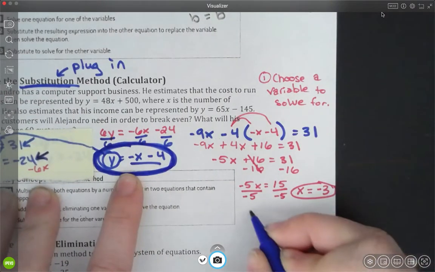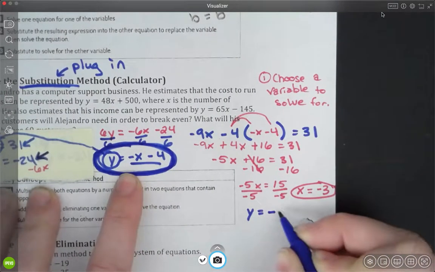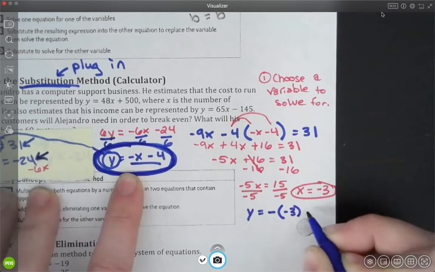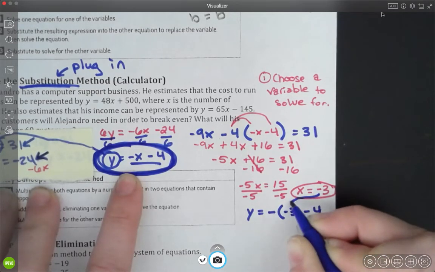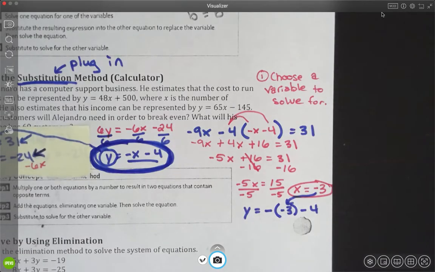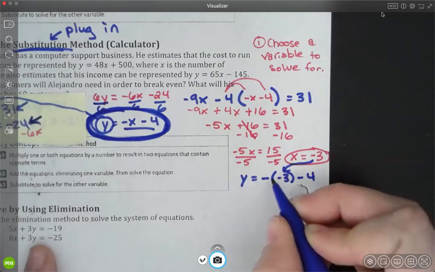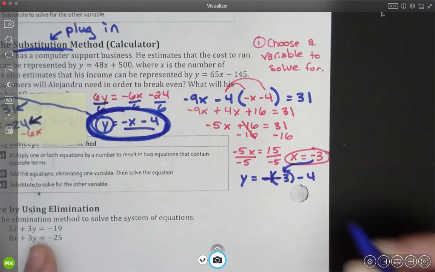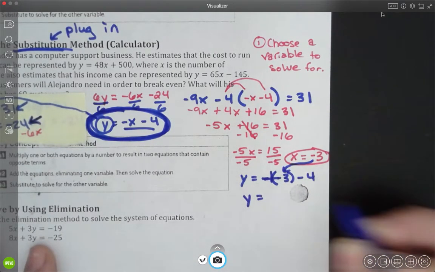y equals negative x minus 4, and x is negative 3. I just plugged this guy into there. That makes it really nice. So minus a negative 3 becomes positive 3, right? Minus a negative is positive. y equals negative 1. Okay? Done?